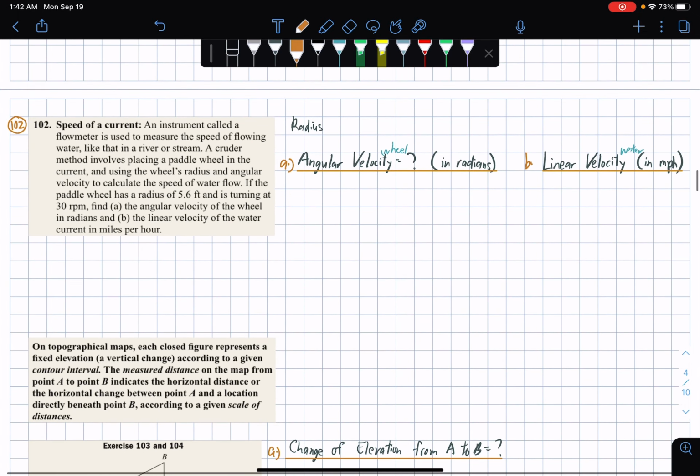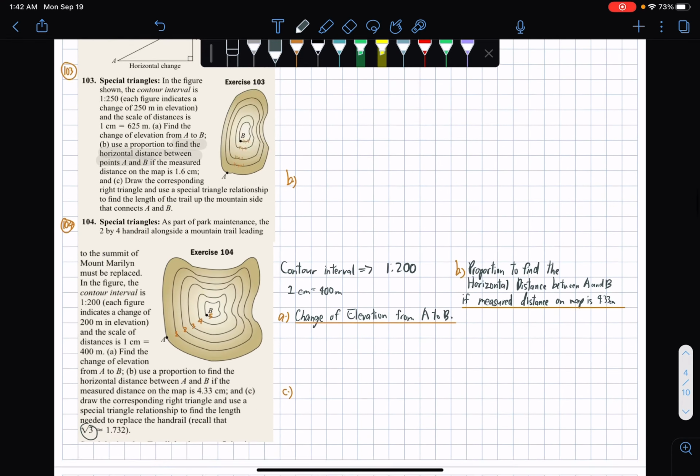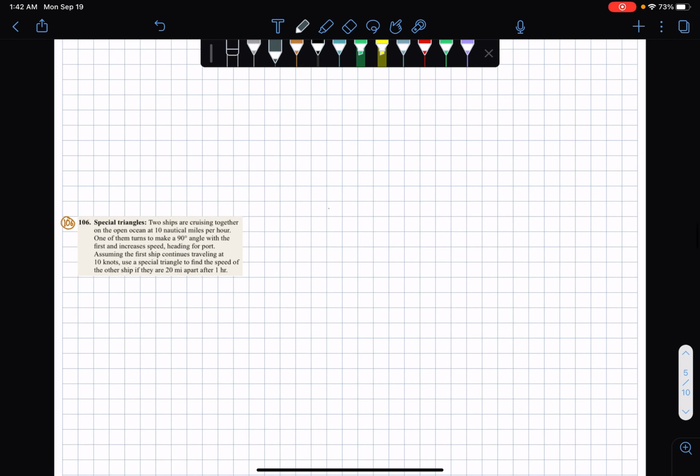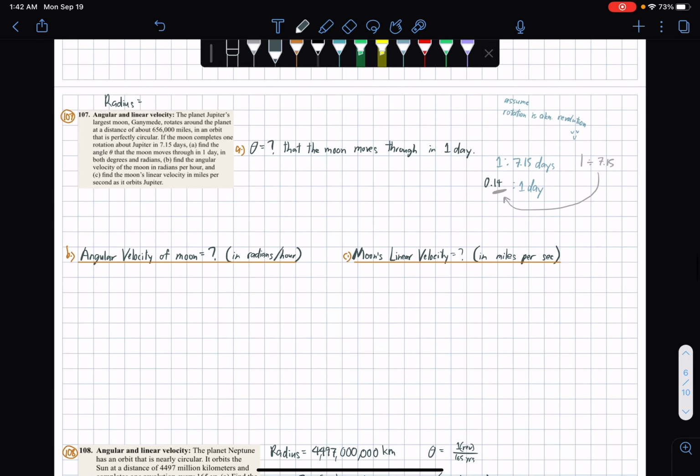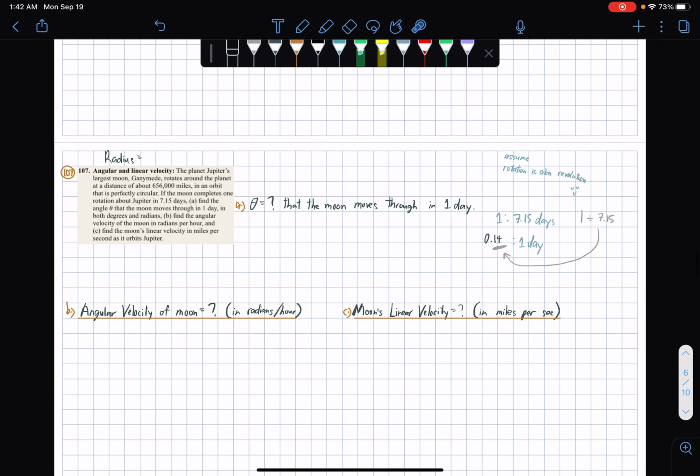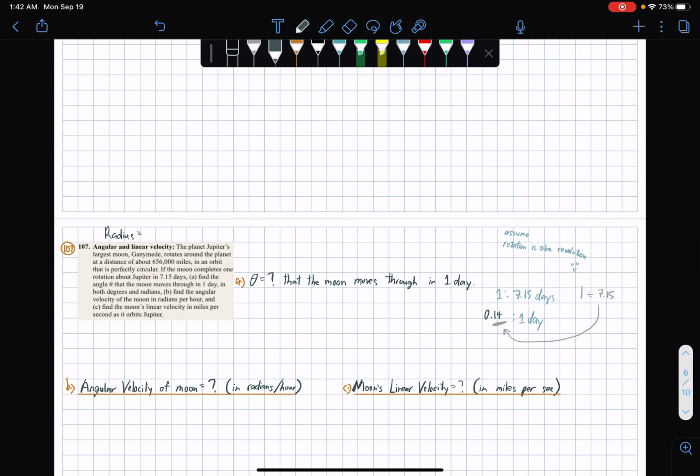Okay, let's move on to 102. Speed of a current. Actually, wait. It's pretty long already. I need a break. Yeah, we'll be finishing at 107.